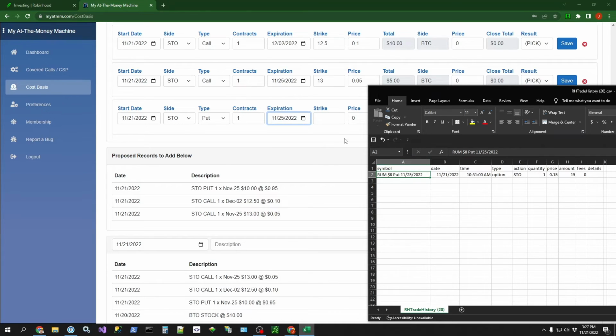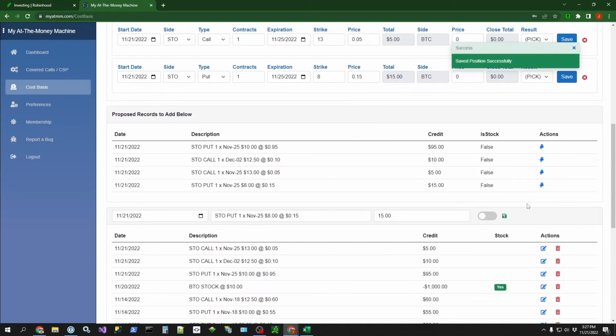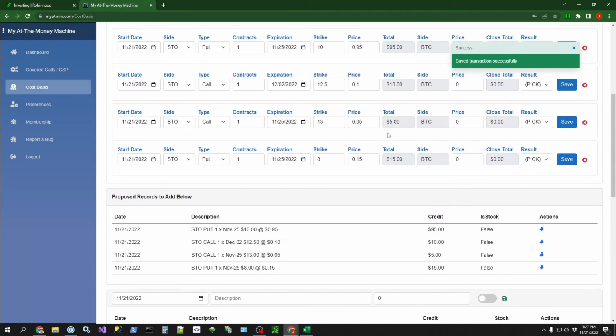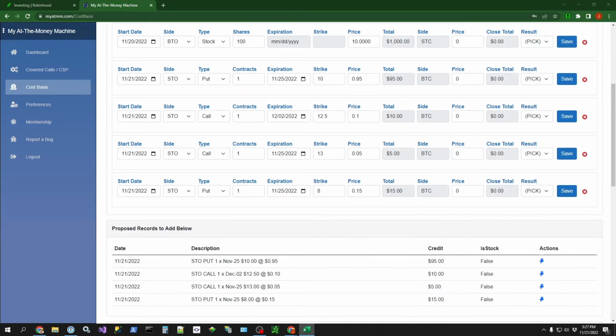Okay, strike price is $8 on this one, 15 cents. Yep. Okay, so move that down, click save on that. All right, so we are golden. So now I've done all of those, so I can pull this off to the side. I don't have to worry about that anymore.